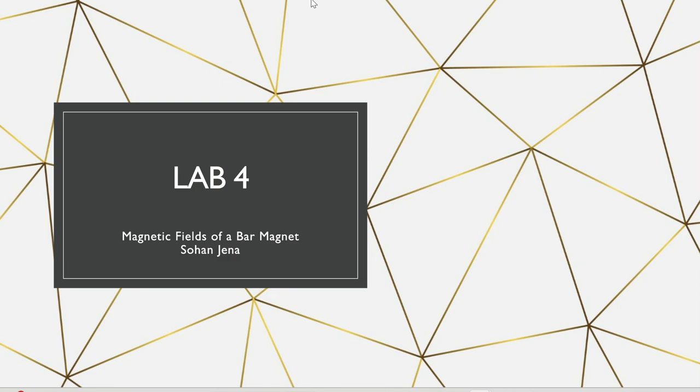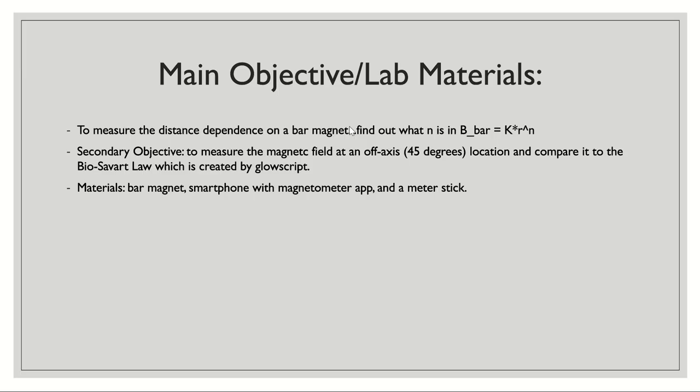So this is the lab for magnetic fields of a bar magnet. The main objective is to measure the distance dependence of the field of a bar magnet. Basically, we're going to find out what n is in this equation over here, and we do that by looking at our data. The secondary objective is to measure the magnetic field at an off-axis location and compare it to the law that we created in GlowScript.